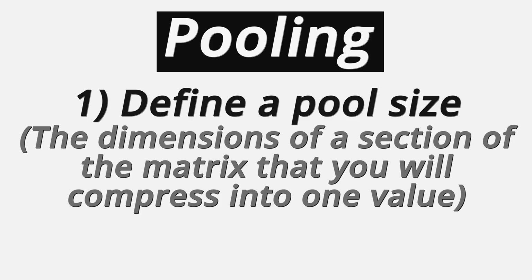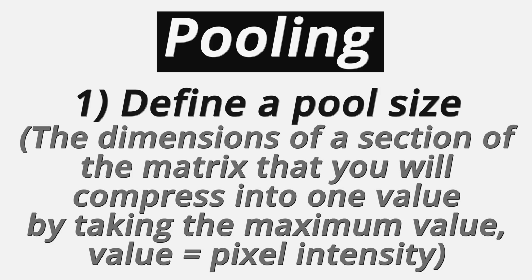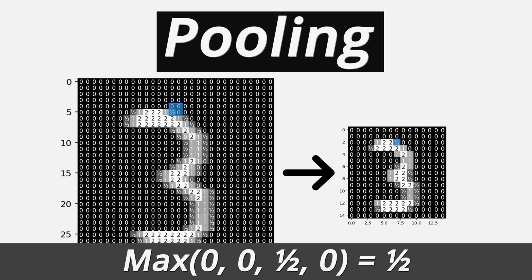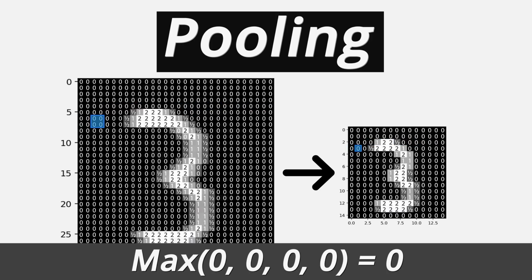Perhaps the most popular method of this compression is simply taking the maximum value, where the value represents pixel intensity. In a black and white image, which is what we will deal with, the value represents how white a pixel is. So, the network simply slides across the image, taking the maximum value in a certain area.